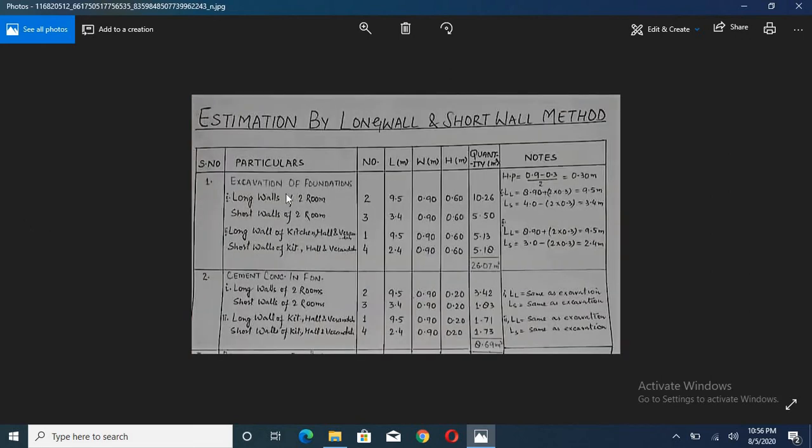We are going to calculate the estimation of the foundation long wall of room 2, where the number is 2, length is 9.5, width is 0.9, and height is 0.6. Height 0.6 is clear from the figure. Width 0.9 is also clear from the figure, but where the length 9.5 comes from, we are going to explain.